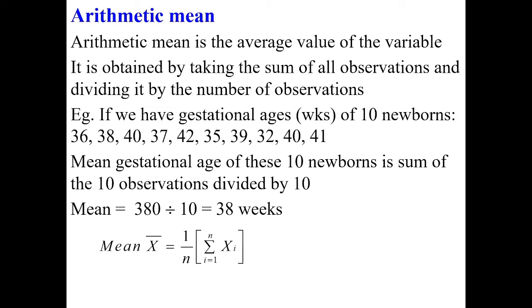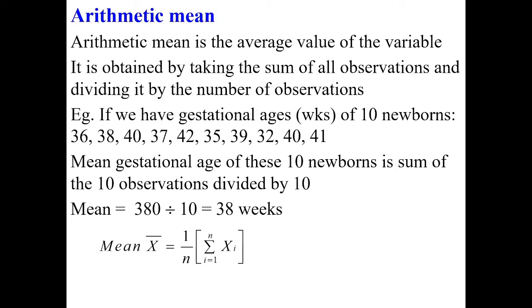If you want to show the mean as a formula or notation wise, you indicate generally mean as x bar and summation, this is a Greek symbol, summation from i equal to 1 to n. The i is, for the first observation, i is 1, for the last observation, i is 10.